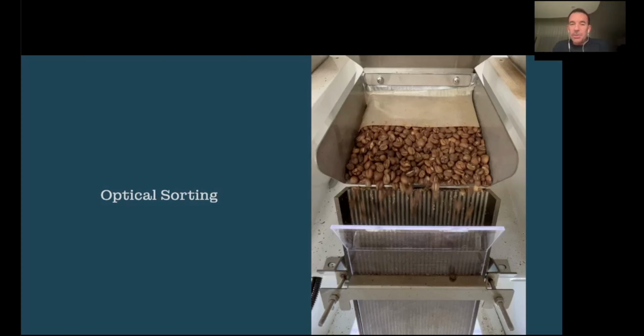Okay, so someone asked for a good but affordable color reader or sorter? Do you mean optical sorter or color reader? Okay, sorry. We bought our optical sorter from a company in Poland called Coffee Machine Sale, cmsale.com. They've been quite helpful.